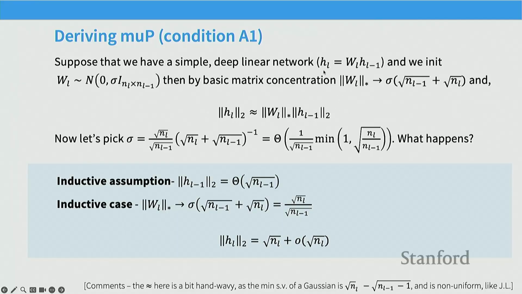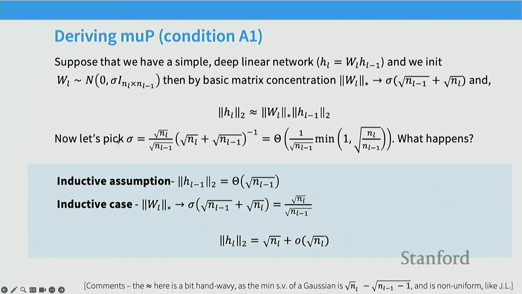And importantly, you can write down roughly that this equivalence is true. The norm of the activations at layer l is going to be approximately equal to the operator norm of W_l times the activation norm of h_{l-1}. And this is roughly assuming that W_l is independent of h_{l-1}, which is true at initialization. So I think you can basically make that a right arrow if you'd like.